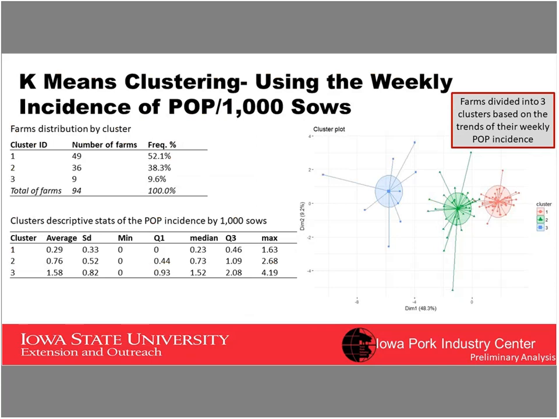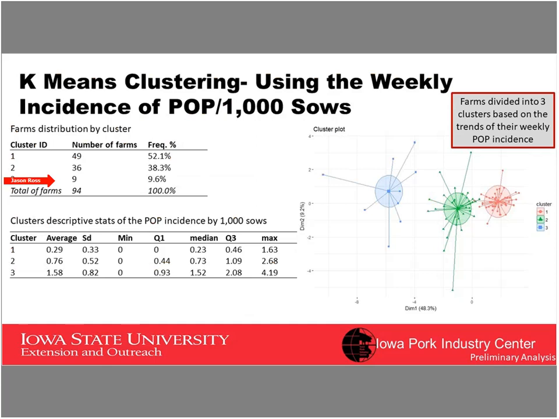And so this strategy also breaks the farms. It happened to break them into 3 clusters, although you can see the number of farms broken into each cluster was different than how we did it arbitrarily before. And we only have 94 farms represented here too, because this approach required that we couldn't have any missing data points in it as well.